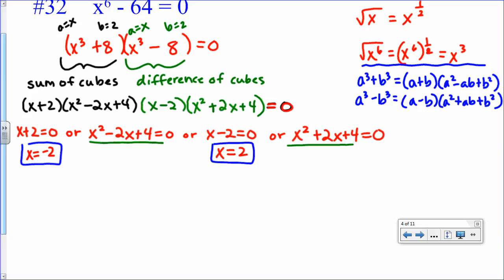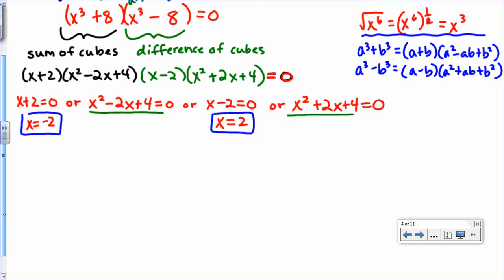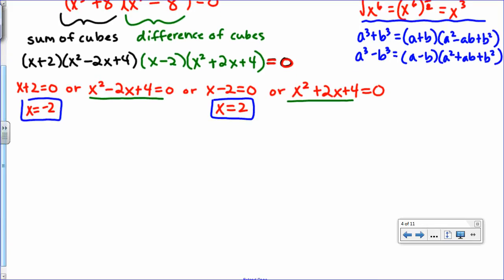Quadratic formula. Or complete the square. So let's just do quadratic formula. Okay. So x equals opposite of b plus or minus the square root of b squared minus 4ac, all over 2a.